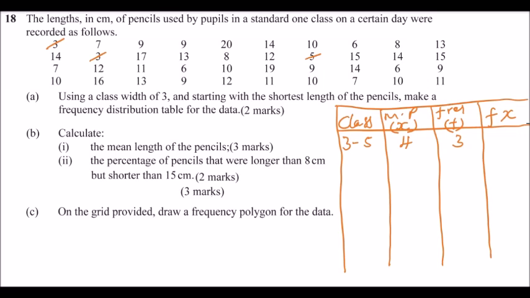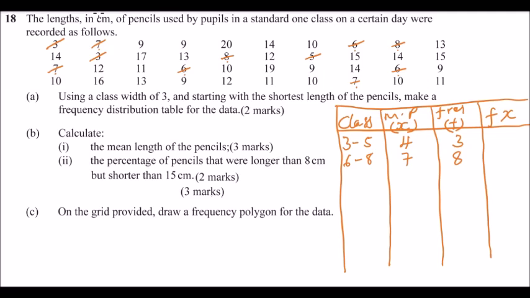The next class is from 6 to 8. The midpoint is 7. Then we get the number of data that are in between 6 and 8. We check from our data here. So we will start with 7, that is 1, 2, 3, 4, then we have 5, 6, and then 7. Let's check whether there is another one. We have 8. So the frequency is 8.